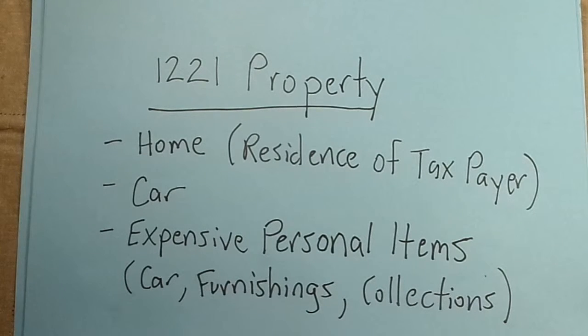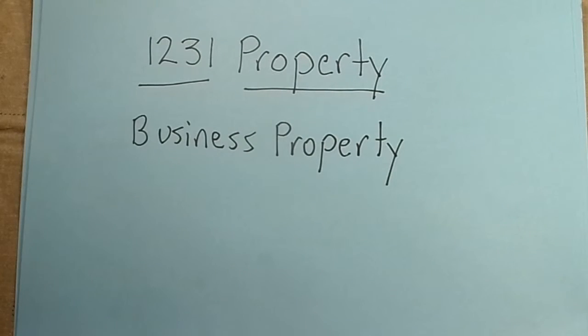And this section defines a home, and that's obvious, often a residence of the taxpayer. It calls a car 1221 property. That's for personal use. Expensive personal items, there's the car listed again, but also things like furnishings or collections, like a stamp or art collection. 1231 property could include that same type of stuff or other stuff if it's used for business and not for personal use.